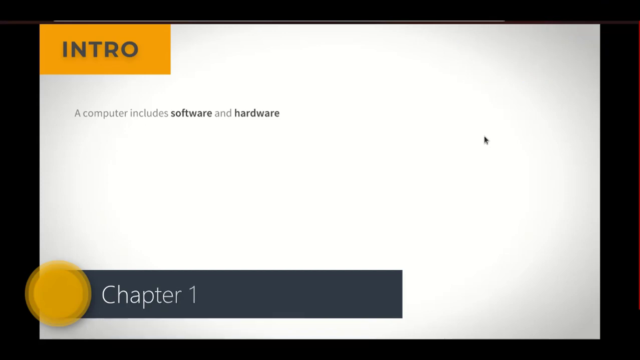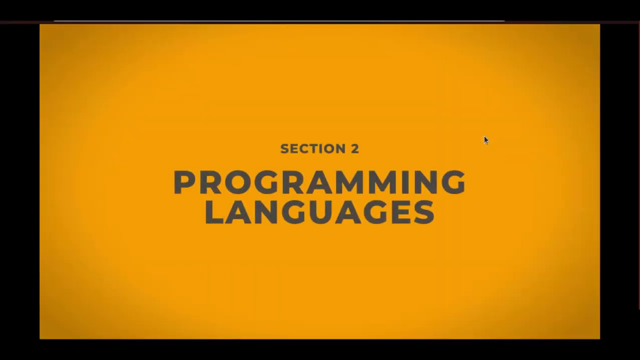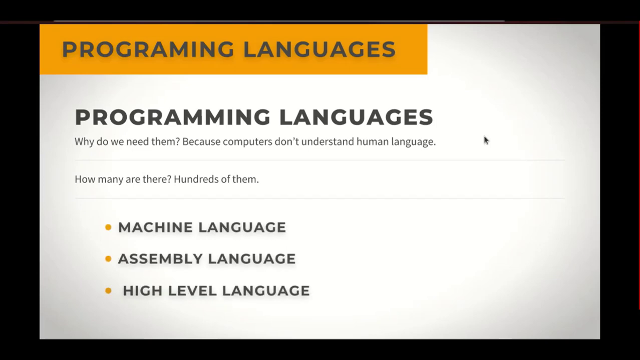So for us to create software, to execute instructions, we need to be able to communicate with the computers, right? And that's where programming languages come in. So what are programming languages? Programming languages are like any other language. Like any other language, they have syntax and semantics. So what does it mean?